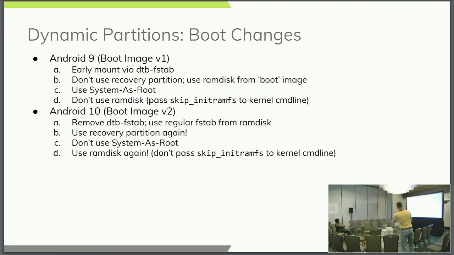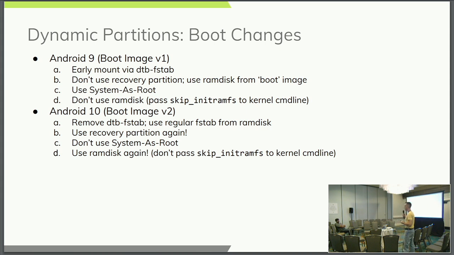So, basically interesting stuff is Google told us in Android 9 that we should actually early mount partitions, system and vendor, via DTBFS stub, and don't use recovery partition, but use RAM disk and mount system as root, and don't actually use RAM disk and pass skipping init RAMFS to kernel command line.